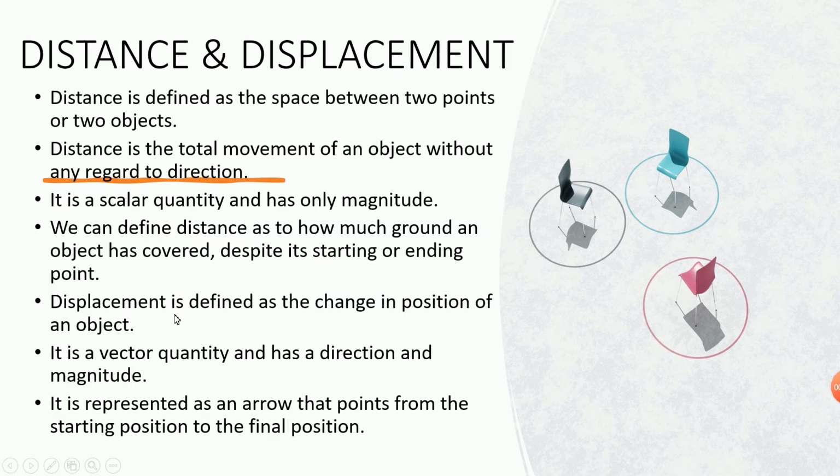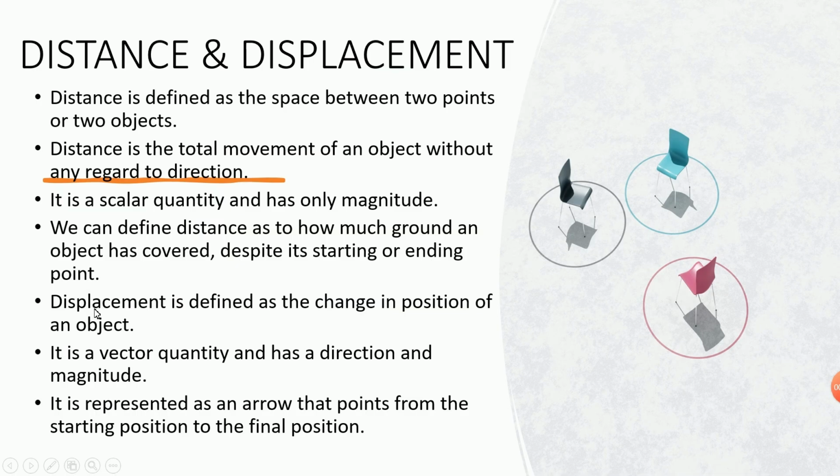Now going for displacement. Displacement is the change in position of the object. This could also be said as change in position, but how it differs, I have an example image in the next slide, so please be patient. First, displacement is a change in position of an object. Here it defines the direction. Because of that, it is a vector quantity. So it has direction and magnitude.